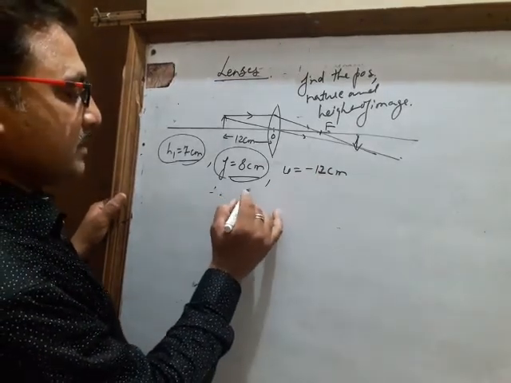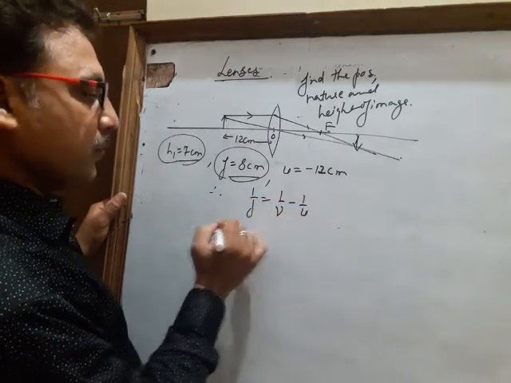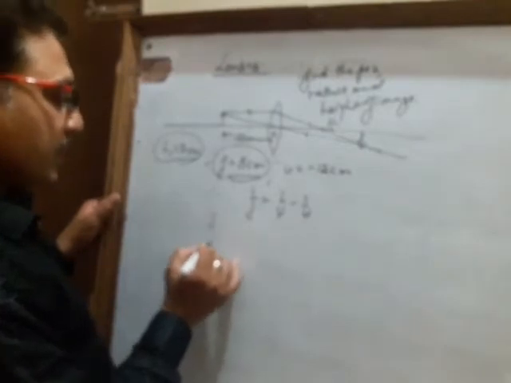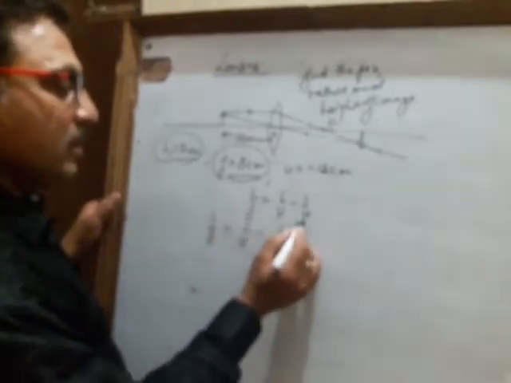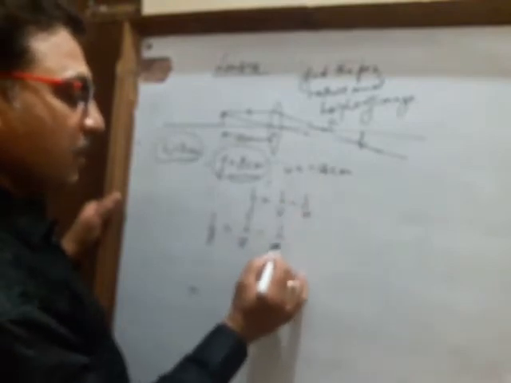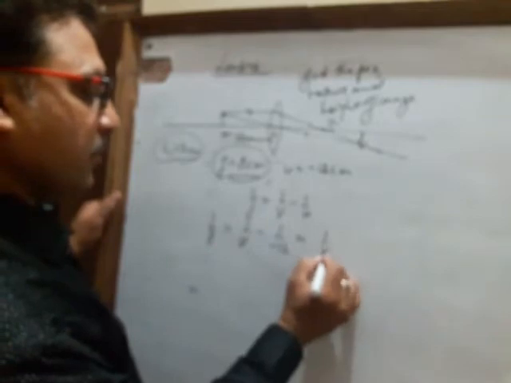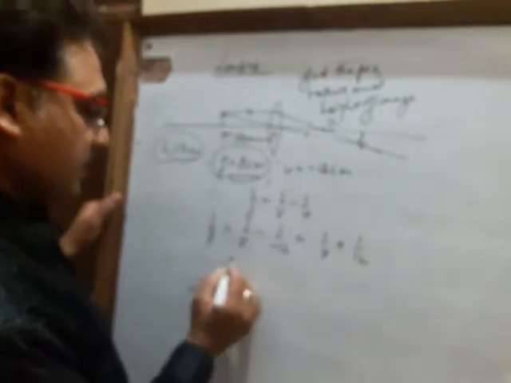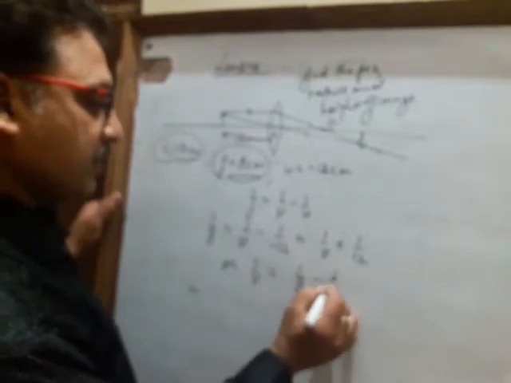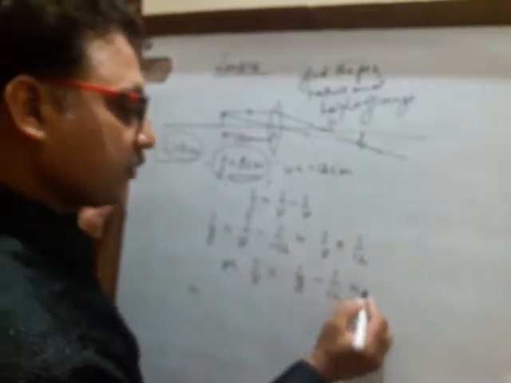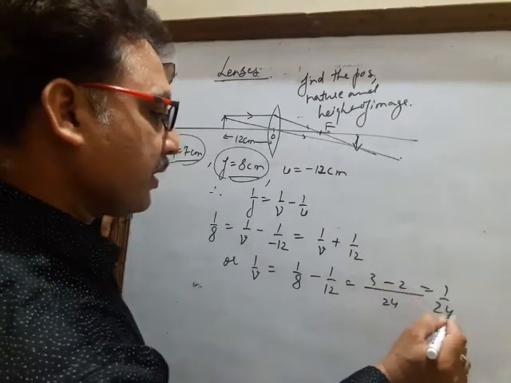Therefore, what is the lens formula? 1 upon f equal to 1 upon v minus 1 upon u, or 1 upon 8 equal to 1 upon v minus 1 upon, in place of u what will you write? Minus 12. So this is 1 upon v plus 1 upon 12, or 1 upon v means 1 upon 8 minus 1 upon 12. So what is the LCM? 24. 3 minus 2, this is 1 upon 24.